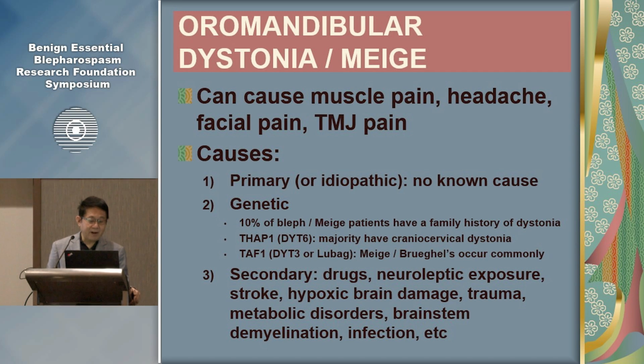And then secondary causes, and I would have to highlight the drugs, and in particular the so-called neuroleptics. And I'm going to show you in the next slide, I think, an example of tardive dyskinesias presenting as oromandibular dystonia or MEIGE.